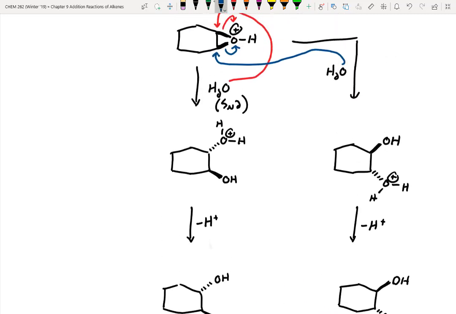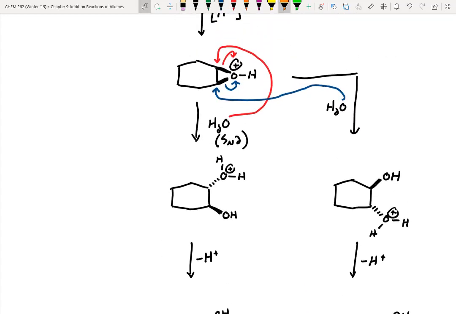The cool thing with this is this step right here, where water was attacking in, you can use a ton of different nucleophiles to ring open epoxides and get a wide variety of different potential functional groups. Do you have a question?